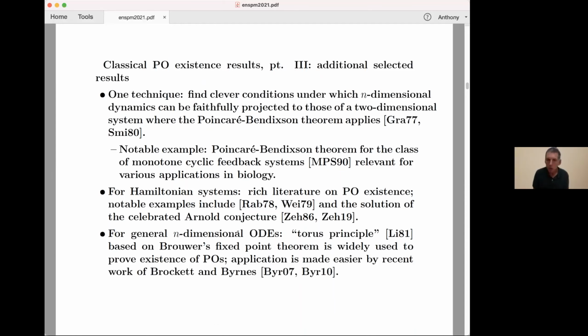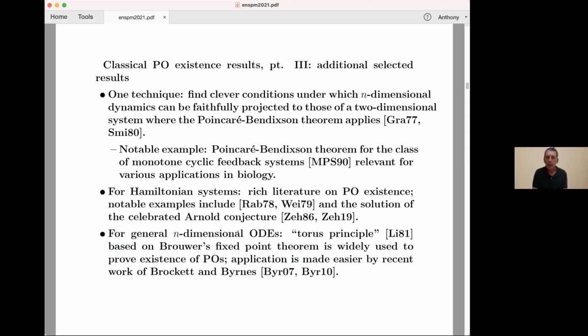So there are other techniques as well, as I mentioned earlier, for looking at periodic orbits. There are interesting systems where, even though the system is n-dimensional, you can project it to a 2-dimensional system and still get a version of the Poincare-Bendixson theorem. This, for example, can be found in this work of Malek, Array, and Smith that I mentioned earlier, and applies to these so-called monotone cyclic feedback systems, which are an important class and very important for biology.